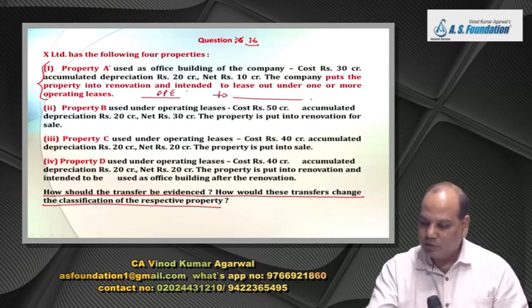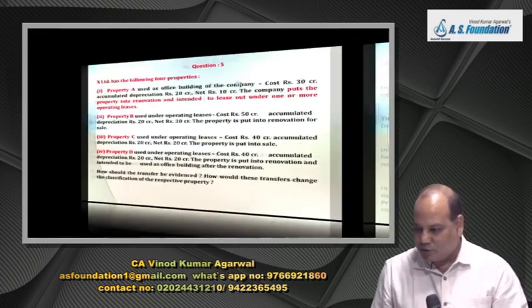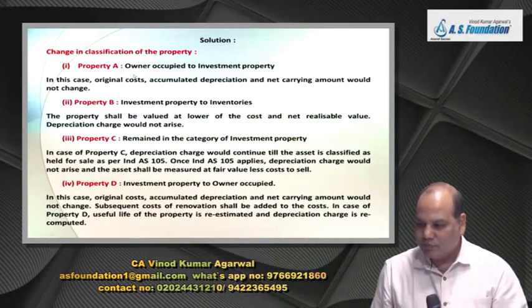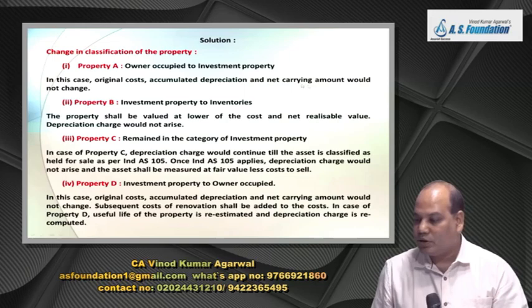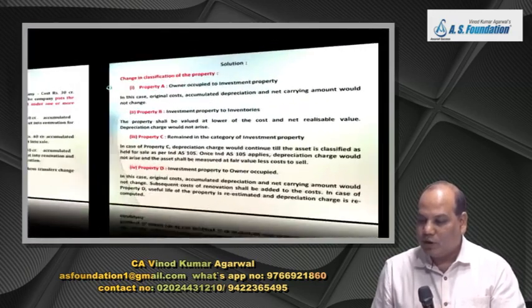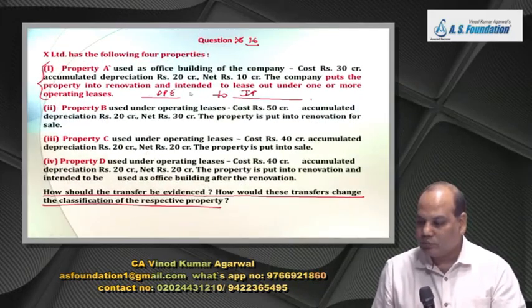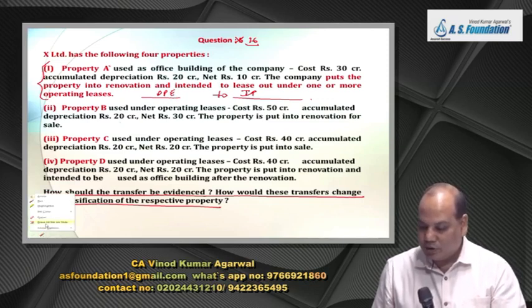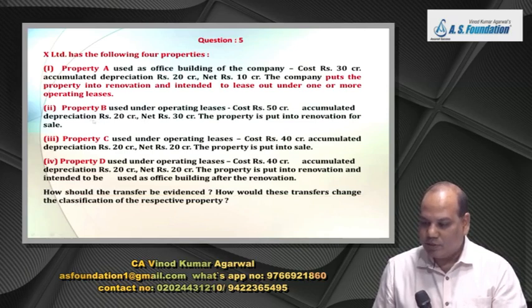Property, plant, equipment to investment property. Let me check whether you are right or not. Answer A. The classification will be owner occupied to investment property, and in this case the original cost, accumulated depreciation and the net carrying amount would not change. So the same carrying amount will be assigned to investment property. Okay, very good. You seem to be learned people.